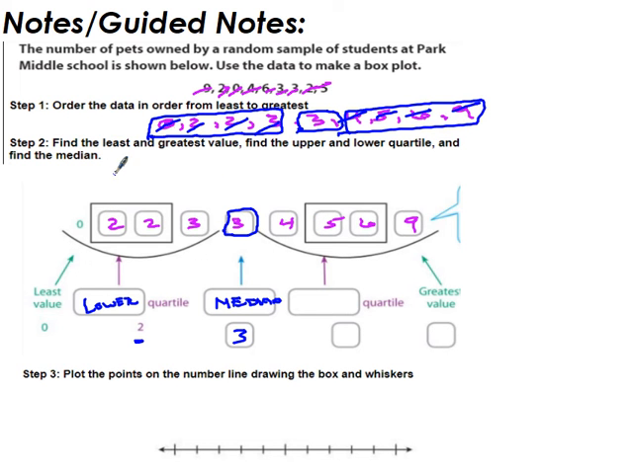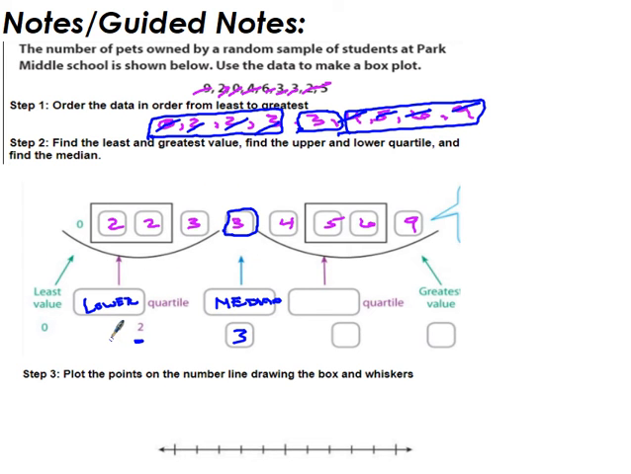Remember, if you need to pause or rewind, pause it and rewind. So first we found our median. Once we find our median, we have our lower half of the data and our upper half of the data. Then for the lower quartile and the upper quartile, we find the median of just the lower half and the median of just the upper half.